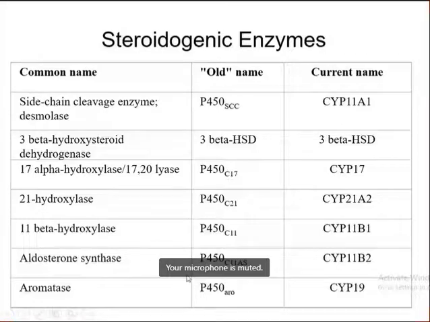Aldosterone synthase. Okay, aromatase. Aromatase is an enzyme which synthesizes estrogen from testosterone. Now you should remember the important enzymes of this steroid hormone synthesis.